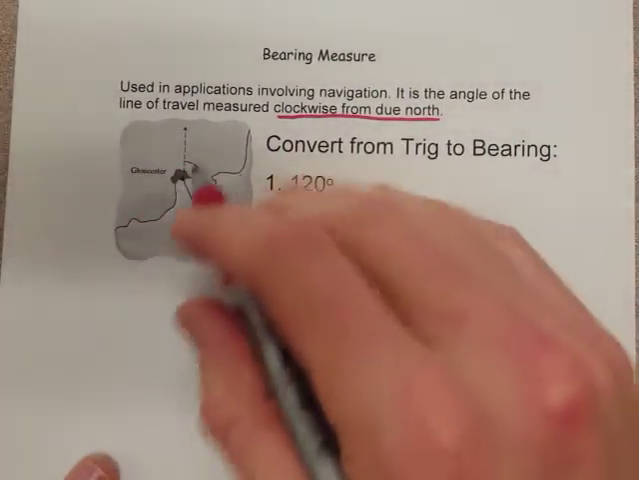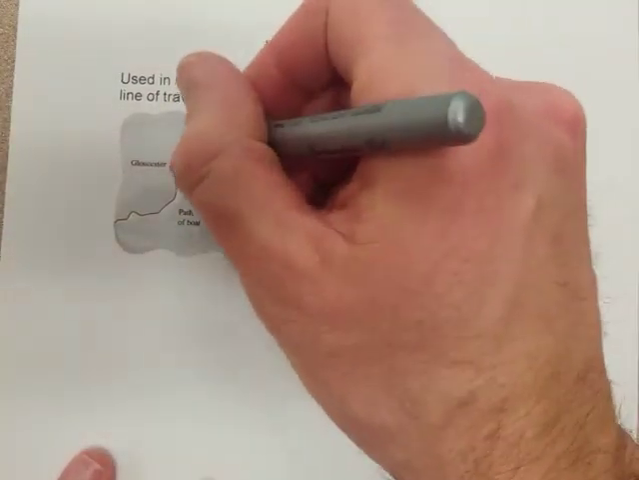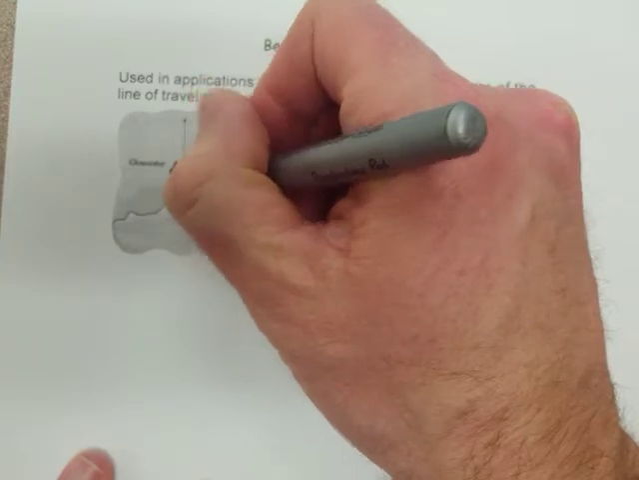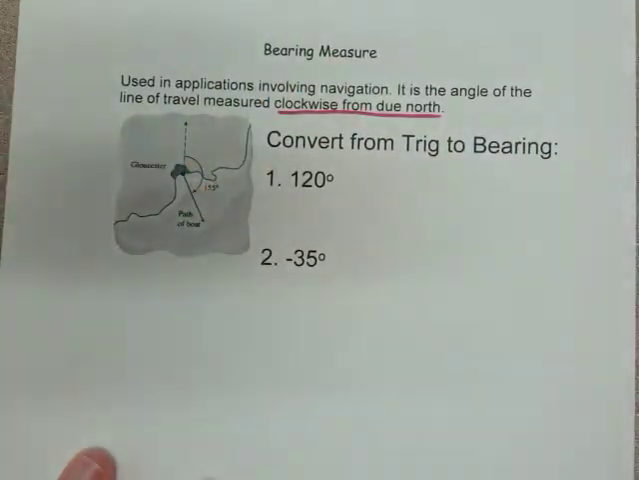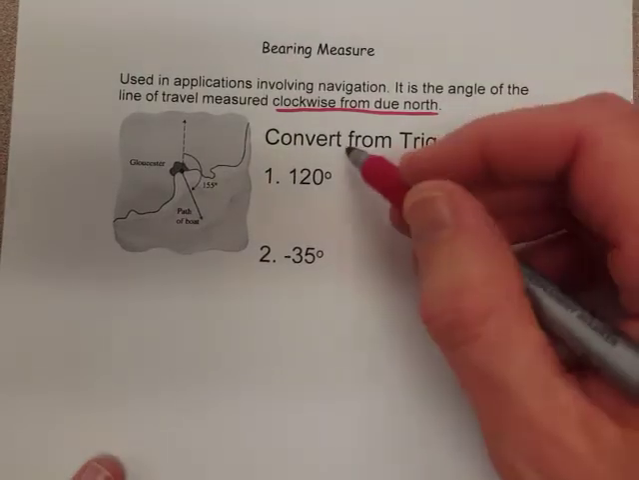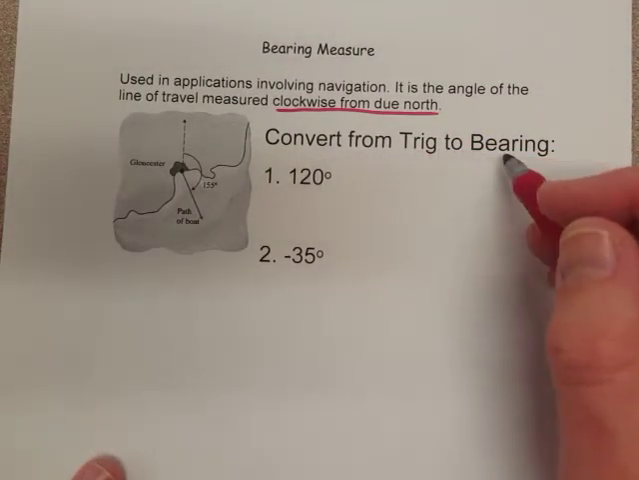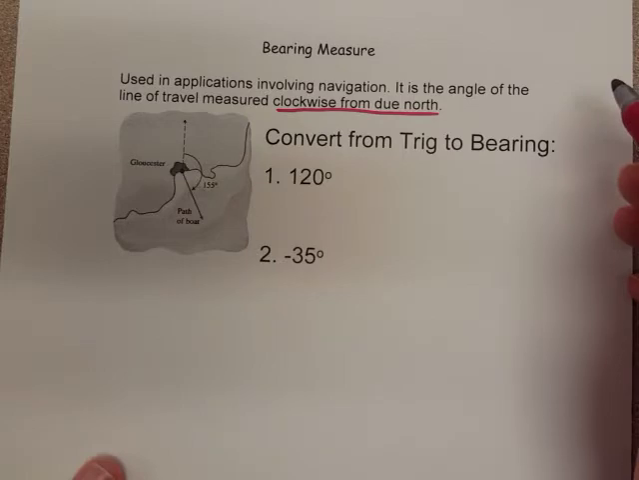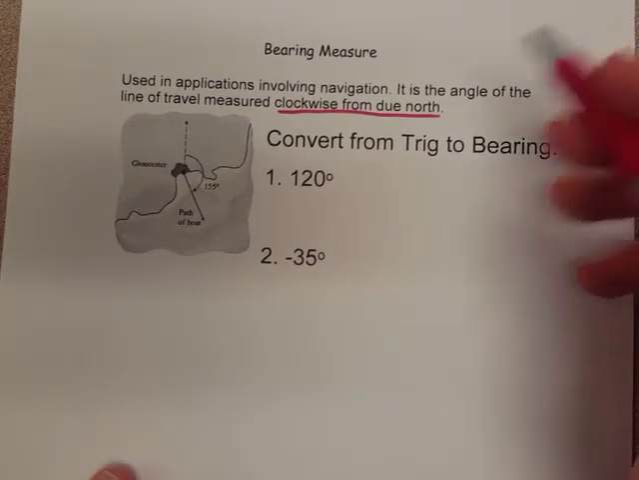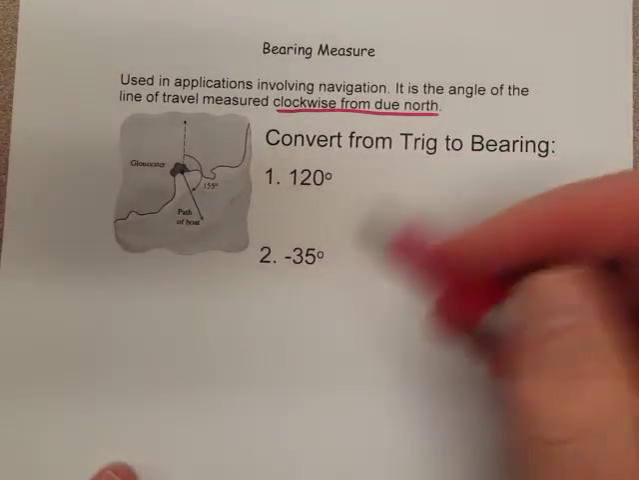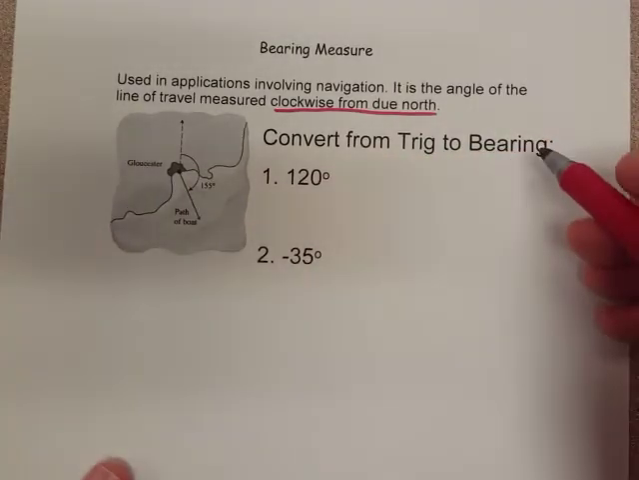So if you look at this example right here, we've got due north and you go clockwise. That's going to be the bearing measure for, in this case, the path of a boat. So there are going to be some times we're going to want to convert trig to bearing and vice versa, so we need to know how that's going to work. Now these angles here are trig angles, and so I'm going to start with this 120.